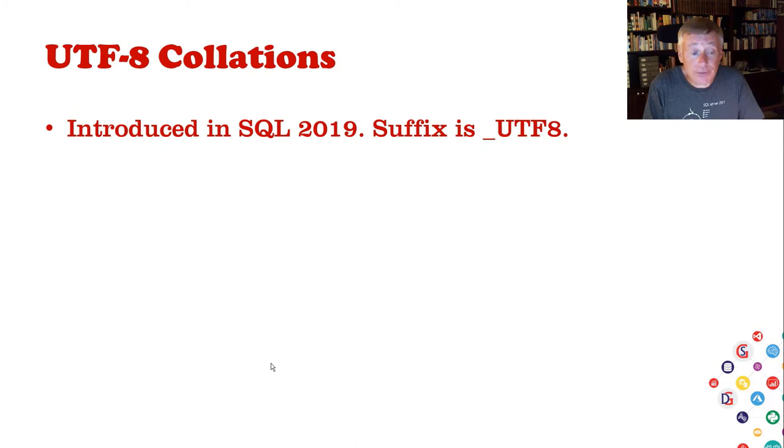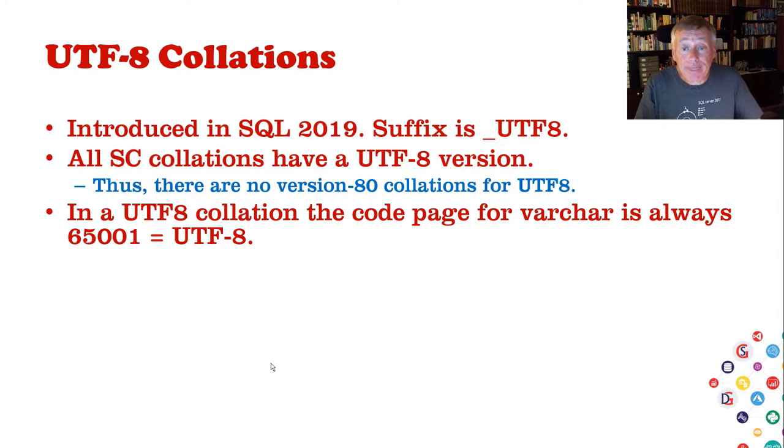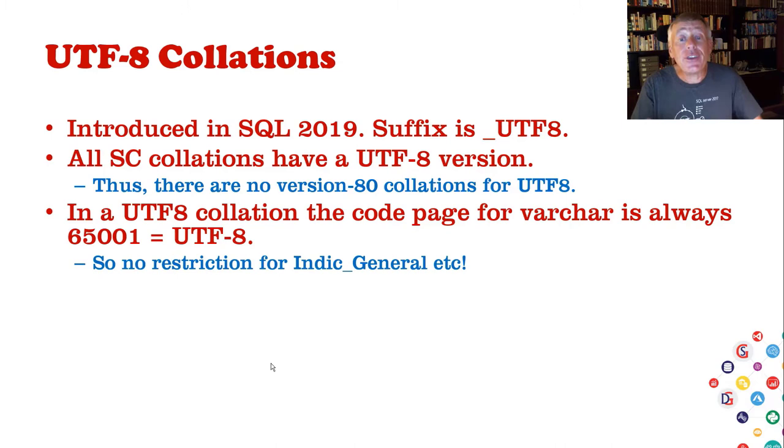Now let's move on to the UTF-8 collations. They were introduced in SQL 2019, and you can recognize them by the suffix UTF-8. All SC collations also have a UTF-8 version, so there are no version 80 collations for UTF-8. In a UTF-8 collation, the code page for varchar is always 65001, UTF-8. So this means that there are no longer any restrictions for Indic general, etc.